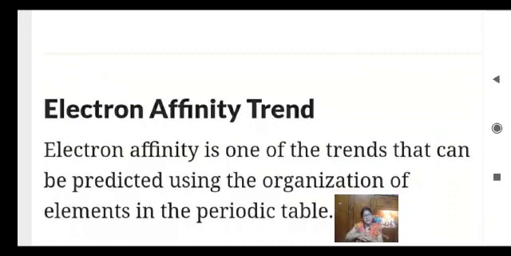Now the trend of electron affinity. Electron affinity is one of the trends that can be predicted using the organization of elements in the periodic table. These are all periodic properties that I started the class with. We will be discussing periodic properties, and electron affinity is one of the periodic properties of the elements present in the periodic table. So it must have a trend, and the trend is like this, increasing from bottom to top and from left to right.